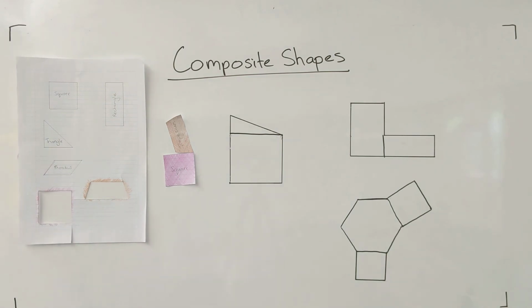The composite shape could have as many base shapes as you want, but as long as they are touching and not overlapping, you've got yourself a composite shape.